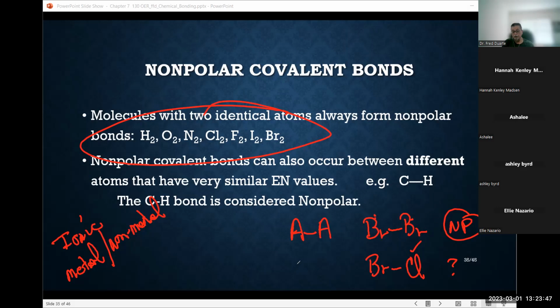Because in this scenario, we have an A bonded to B. Remember, this is the generic formula, where A and B are totally different atoms, and differing just by the simple fact that they're different atoms means they're going to end up with a polar bond. When they're in an A and A scenario, both atoms are the same, therefore it's a nonpolar bond. Another way to think about these bonds is a tug of war.